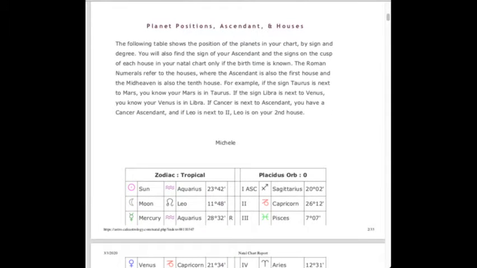It says here, the following table shows the position of the planets in your chart that is assigned in degrees. You'll also find the sign of your ascendant and the signs of the cusp of each house in your natal chart, only if the birth time is known, which I did enter that. The Roman numerals refer to the houses, where the ascendant is also the first house, and the midheaven is also in the 10th house. For example, if your sign Taurus is next to Mars, you know your Mars is in Taurus. If the sign Libra is next to Uranus, you know that your Venus is in Libra. Okay, I'm not going to go into all the details, so we'll just go through the chart.